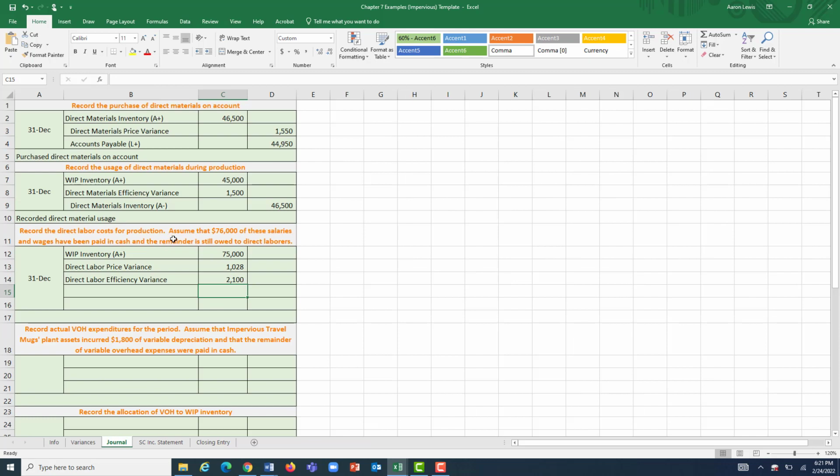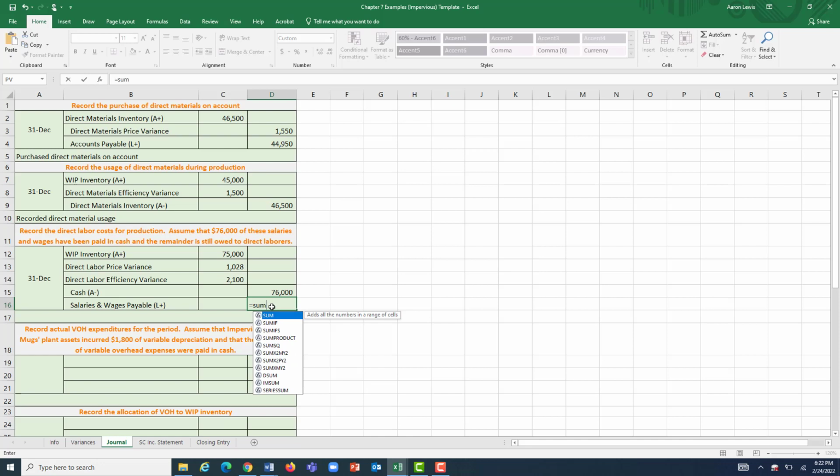How did we pay this? Well, the information tells us that we're going to assume that $76,000 of these salaries and wages have been paid in cash, which means we need to reduce the value of that asset. So I'm going to start by crediting cash for that $76,000. And the remainder of these wages that got inventoried or went into variances over here are still owed to our direct laborers. And that is going to be the salaries and wages payable entry. To credit our liability for the amount of salaries and wages that we owe.